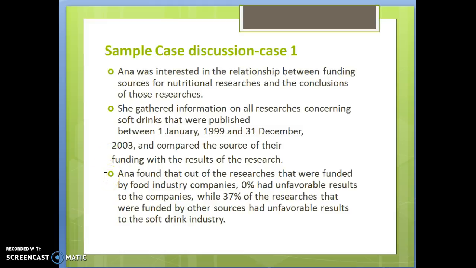Anna found that out of the researchers that were funded by food industry companies, 0 had unfavorable results for the companies, while 37% of the researchers that were funded by other sources had unfavorable results for the soft drink company.